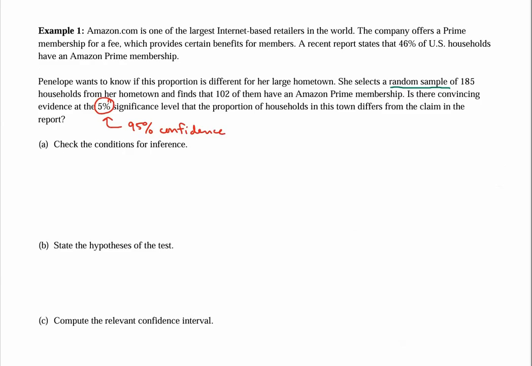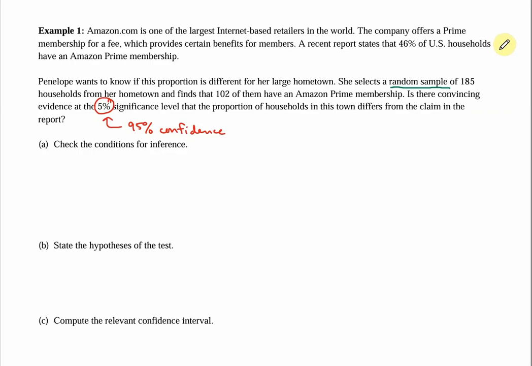For this first example, the thing I wanted to point out right at the beginning is the new part, which is the thing that's in red right now. But to run through the whole thing, up in that top paragraph we have that last sentence. That's probably the biggest thing. The recent report states that 46% of U.S. households have an Amazon Prime membership. We are going to need that. That's going to be used when we get to the hypotheses in a minute.